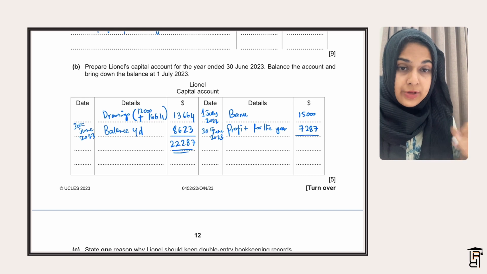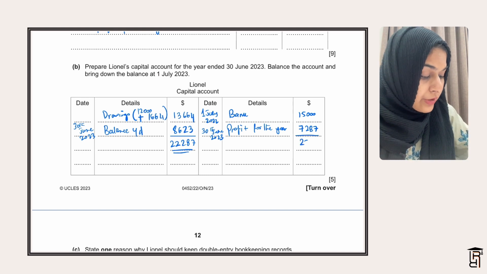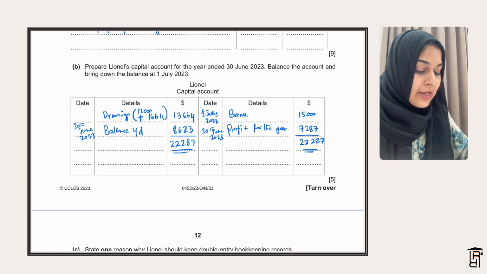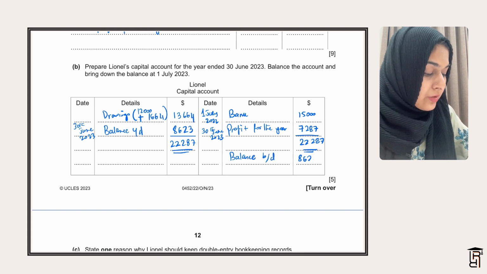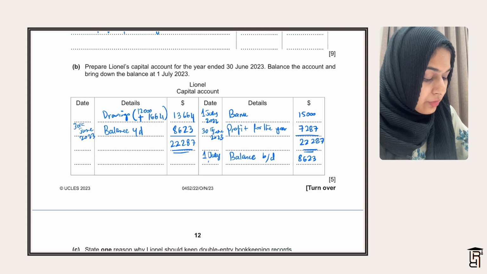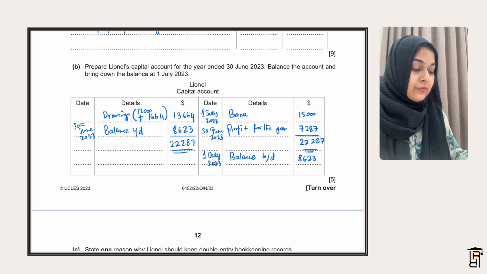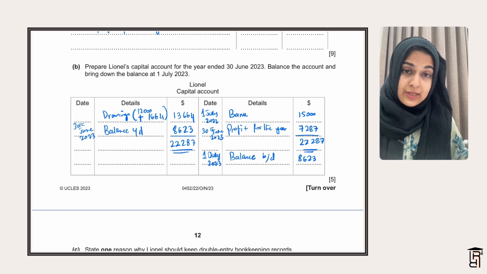So 22,287 on the debit side, 22,287 on the credit side, and this is how you balance it. Then the balance carried down will become your balance brought down. So you record that on the credit side of this account. You write here balance brought down 8623. You write here 1st July 2023. So that's it for the capital account.